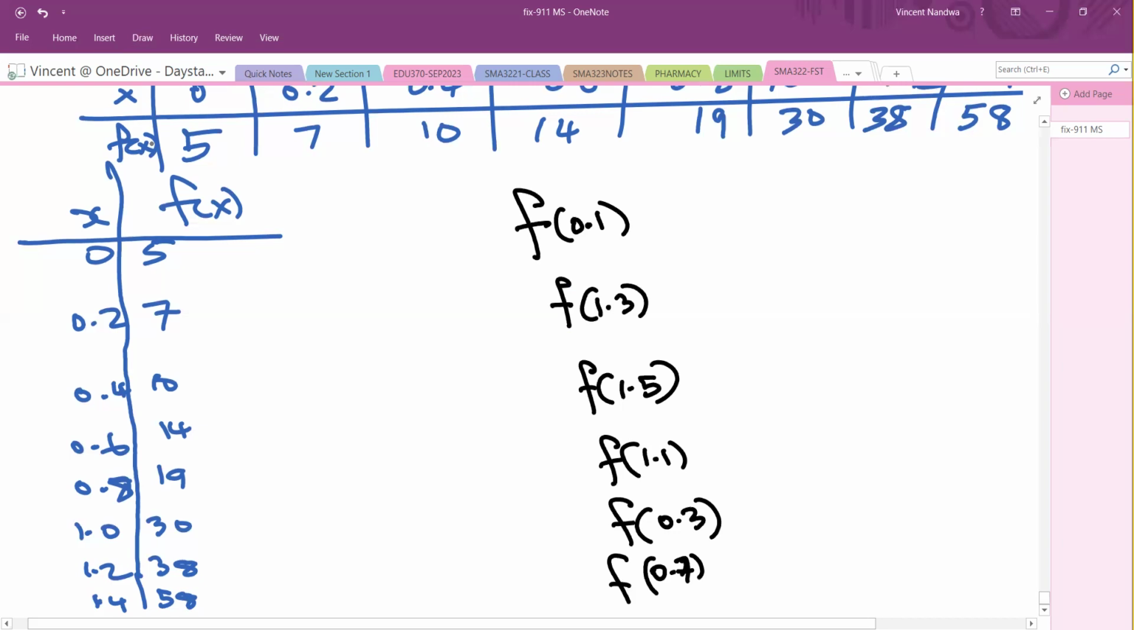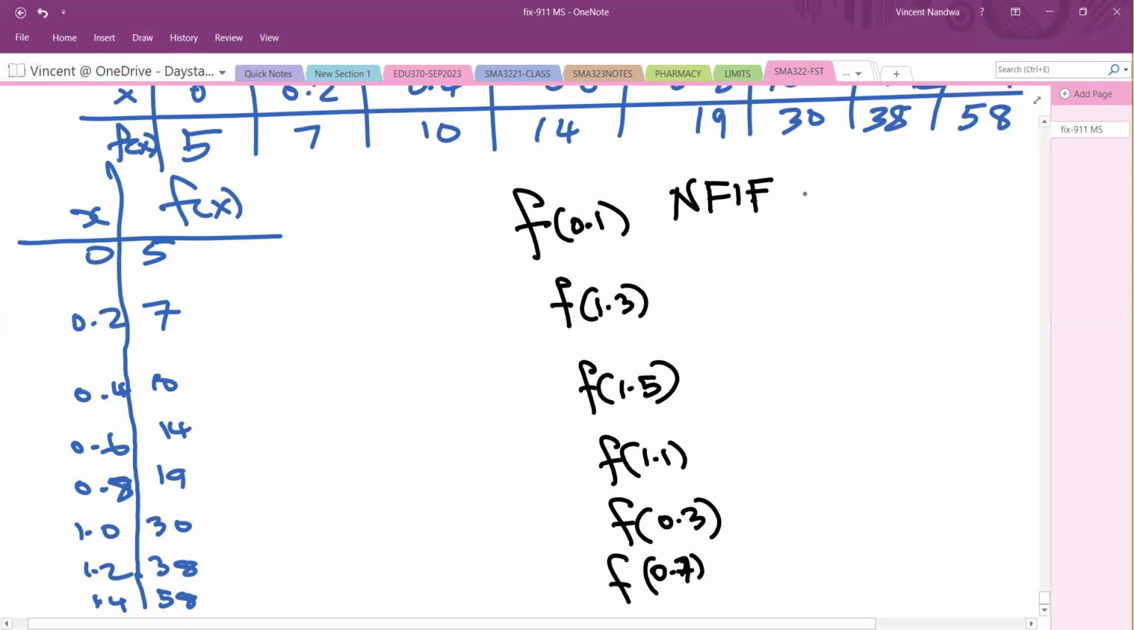Correct. So if this was the table and you want to approximate f at 0.1, then the correct formula to apply will be Newton forward interpolation formula. Reason, 0.1 is near the beginning or the top of the difference table. So that is what we will use to get the correct approximation.